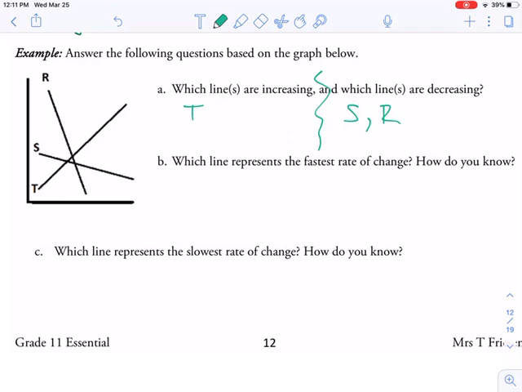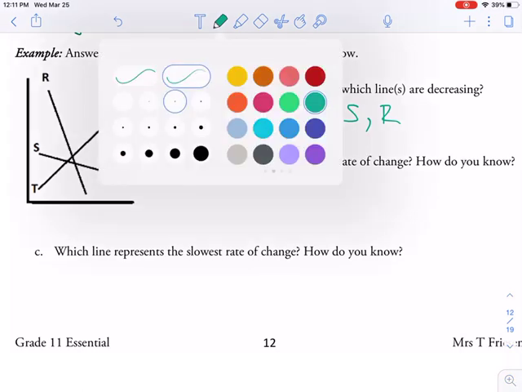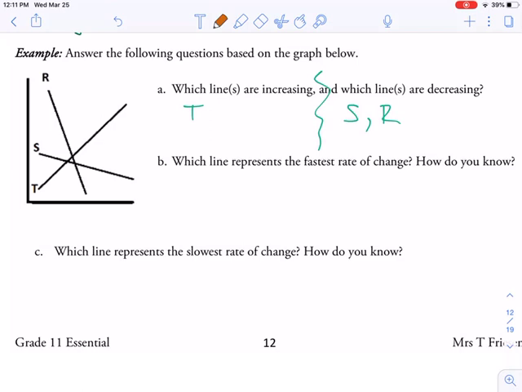Question B asks us, which line represents the fastest rate of change and how do we know? So remember that a very quick rate of change will be represented by a steep line. So we're looking for the steepest line here. And if it were me, I would argue that line R is doing that, right? Line S is very shallow, as you can see, and line T is somewhere in the middle. It's a little bit steep, but a little bit shallow. It's kind of medium, but it's very clear that R is quite steep. So R represents the fastest rate of change because it is the steepest line.